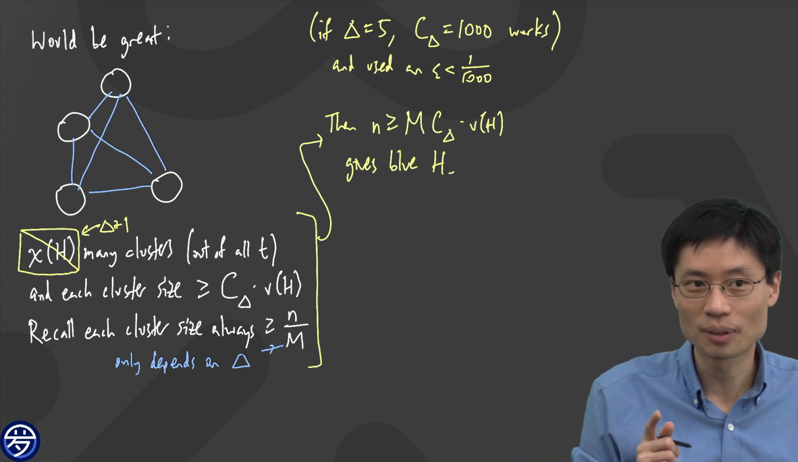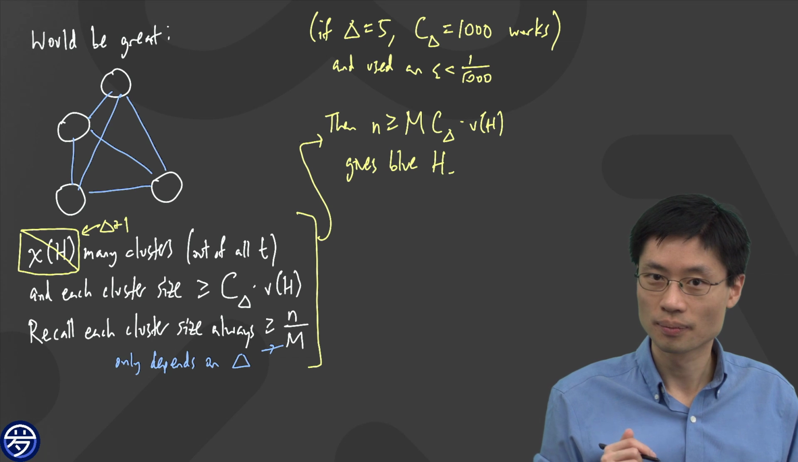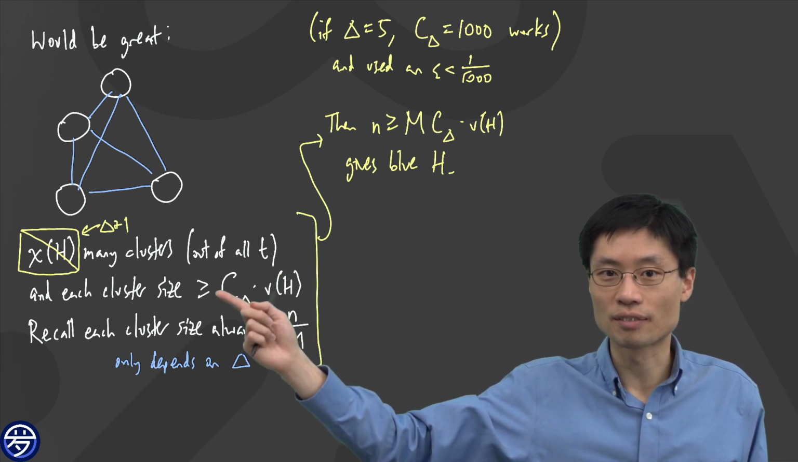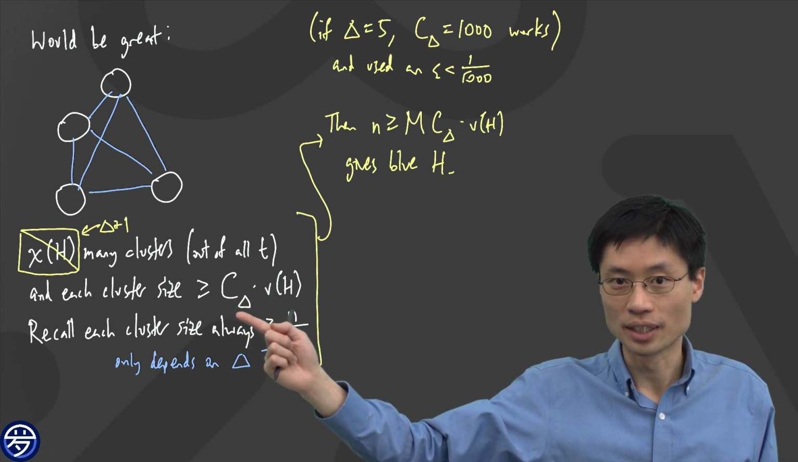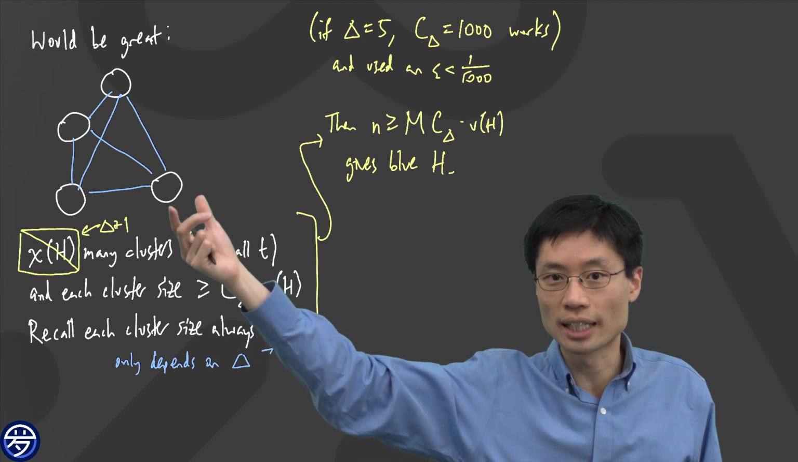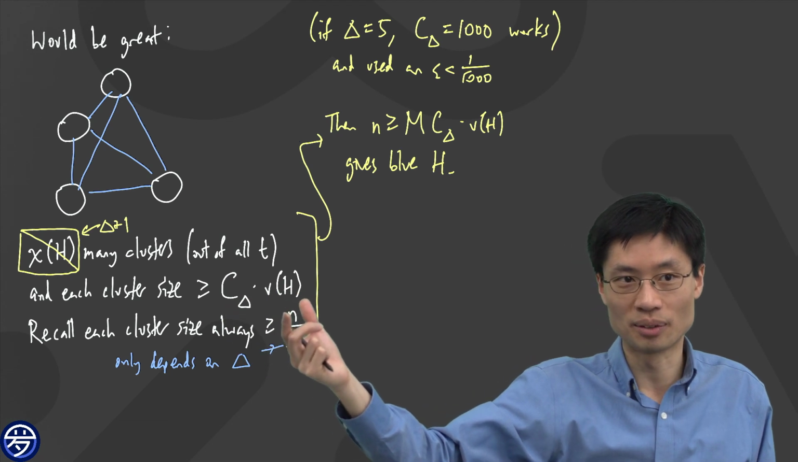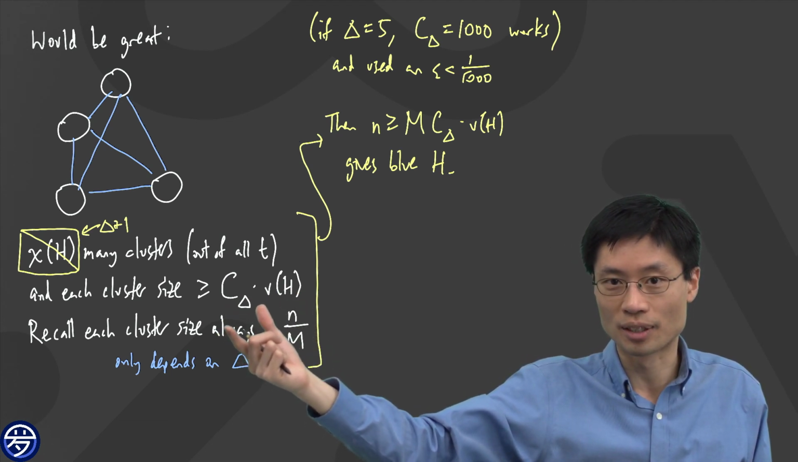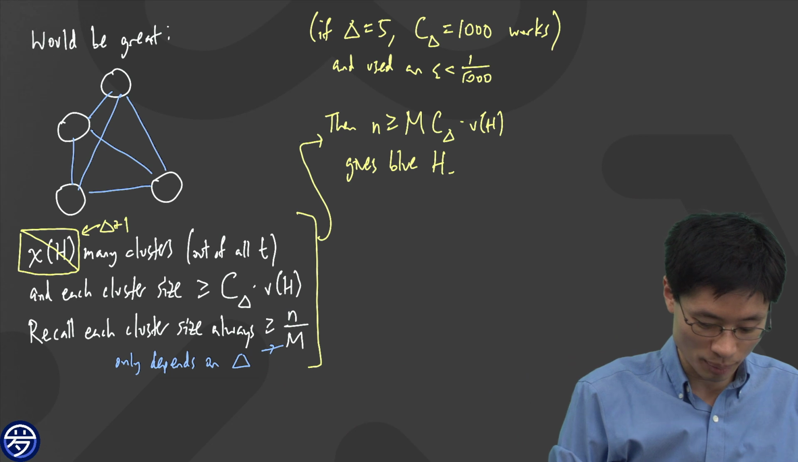I'm sorry, could you please say that one more time? You said C delta? Yes, how is C delta found? So the way this C delta is found is that we were going to be good as long as we knew that each cluster size was at least C delta times the number of vertices of H. But where did that come from? That one came from what we did at the beginning of the class.